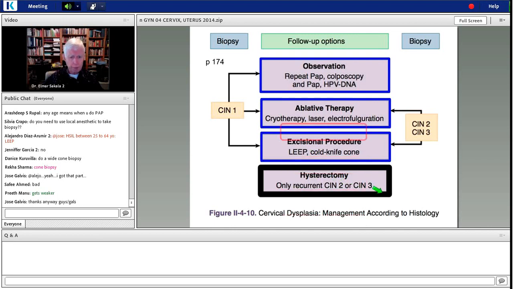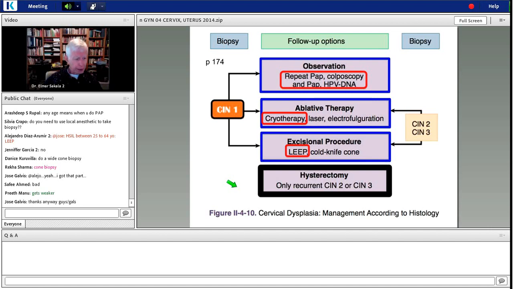Two or three. What do we do? Repeat pap, colposcopy, and pap smear. That is the most common. Cryotherapy and LEEP would be the most common ablative and excisional procedures. What would you do if you have a SIN 1?